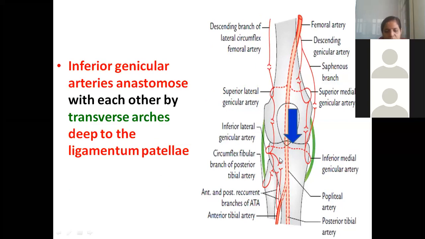Okay. Next, we have inferior genicular arteries. They are also anastomosing transversely, deep to the ligamentum patellae. Where do you see the ligamentum patellae? Front of the thigh, all four muscles together, you call them quadriceps femoris. So at the insertion point, we have a sesamoid bone there. What is that? Patella. And the name of the tendon, ligament there is ligamentum patellae.